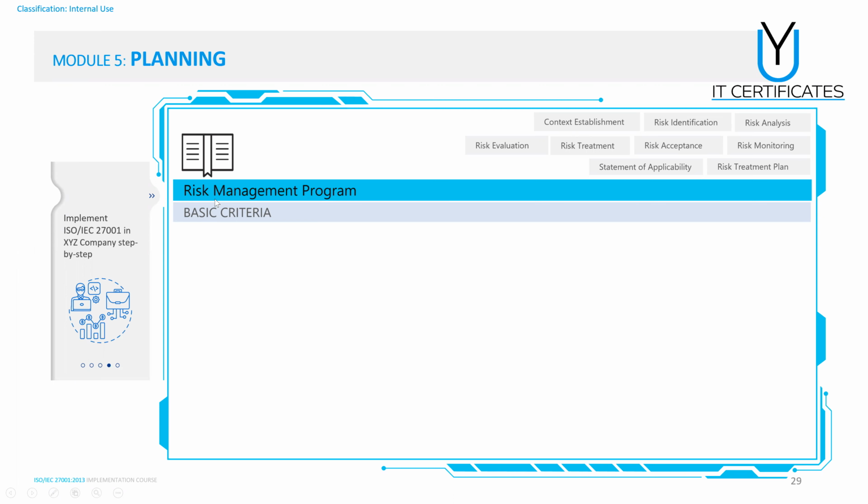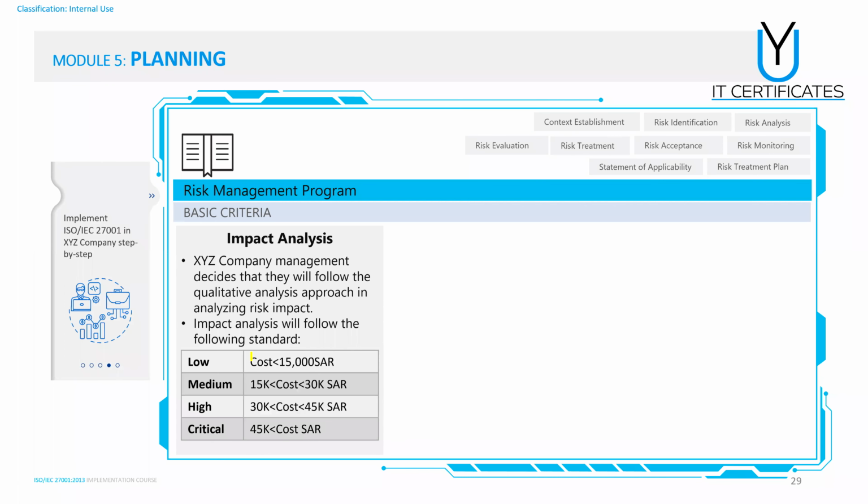Okay, now we will continue with the risk management program, and one of the main important points is to have the basic criteria. What do you mean by basic criteria? This is very important, and we will use this information in the evaluation and all of that.